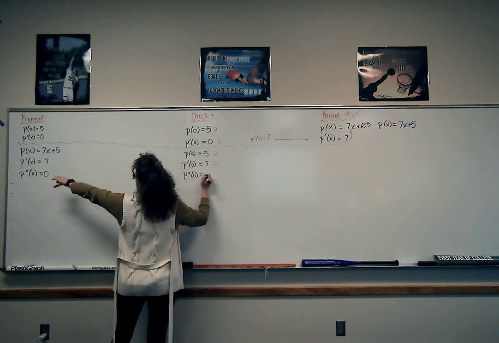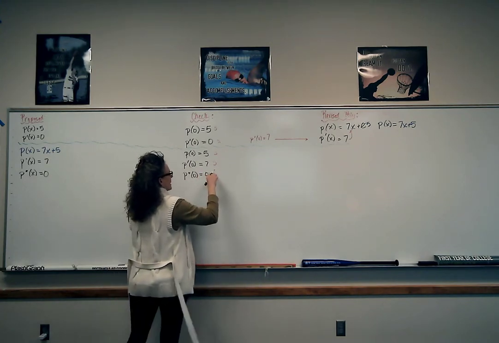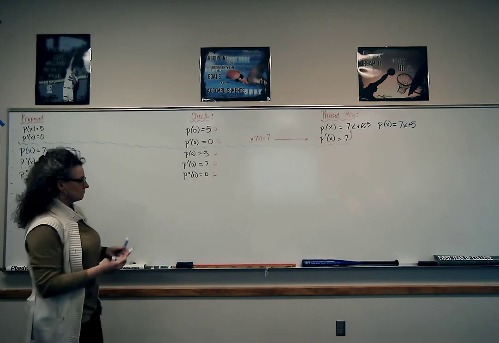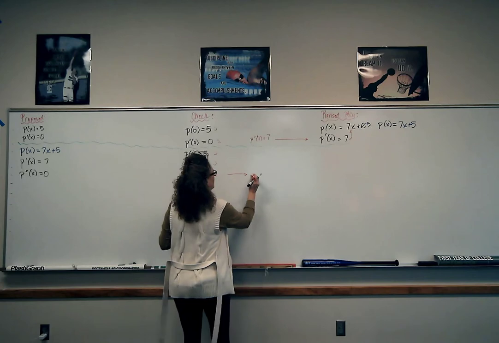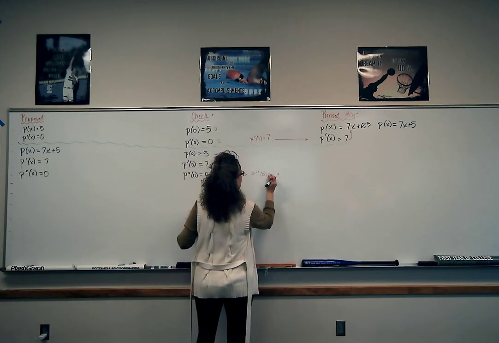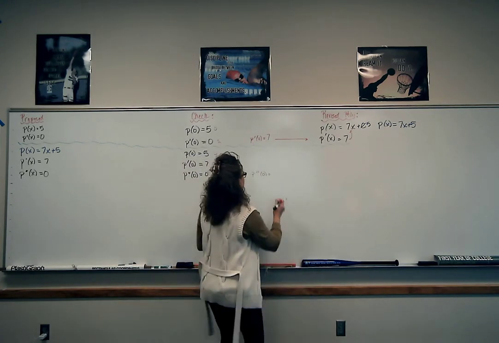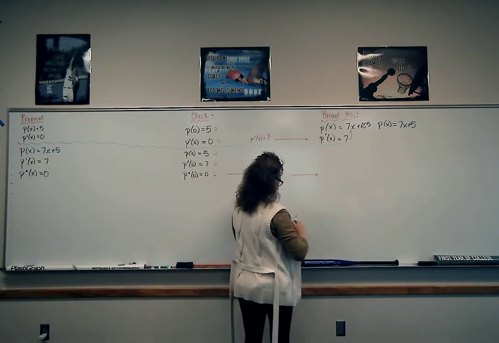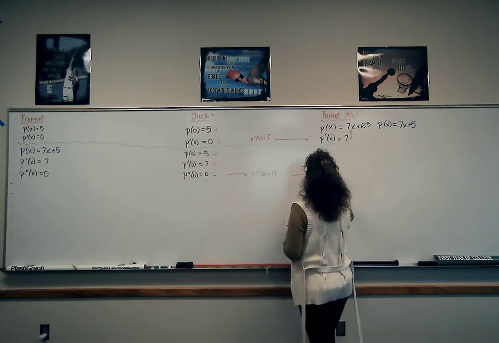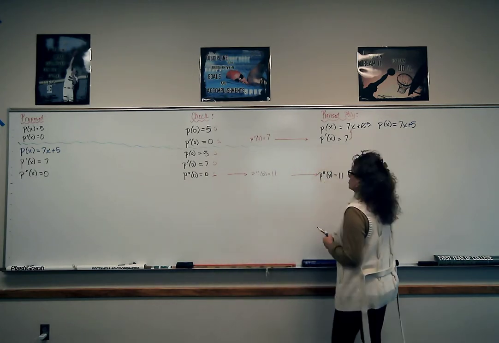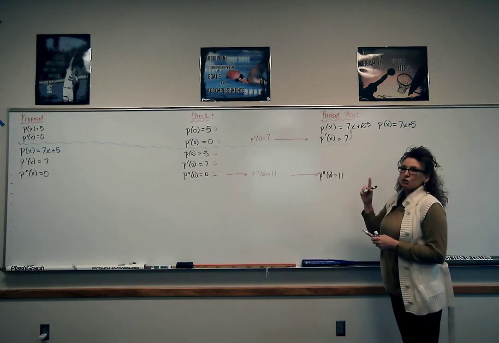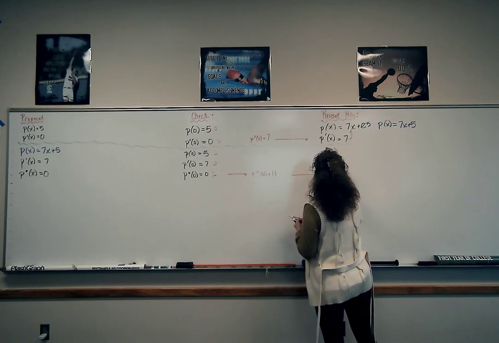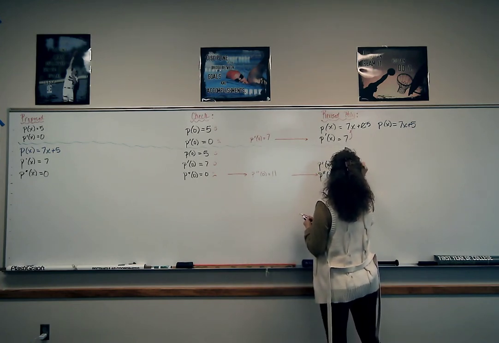Sub in 0 into your second derivative. P double prime of 0, I get 0. Does this match our facts? No. P double prime of 0 is supposed to be 11. So I think that P double prime of x should be 11. Do an antiderivative on it to get P single prime. P prime would be 11x plus a constant.